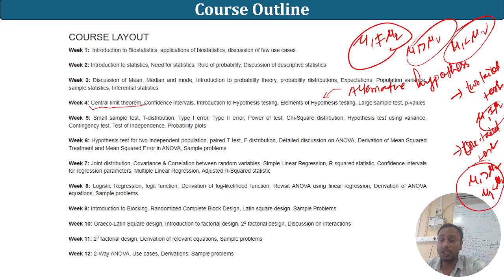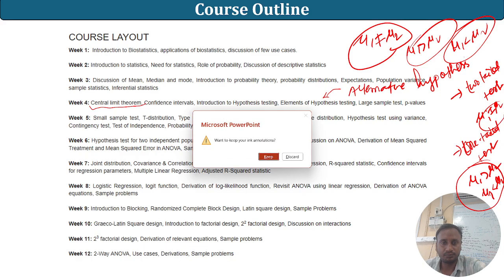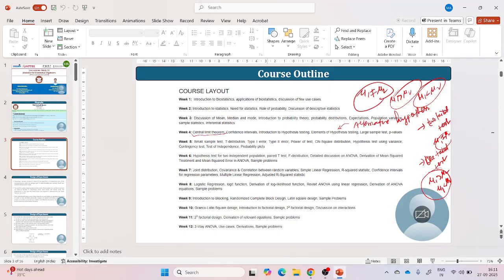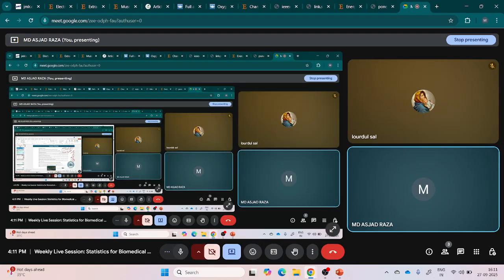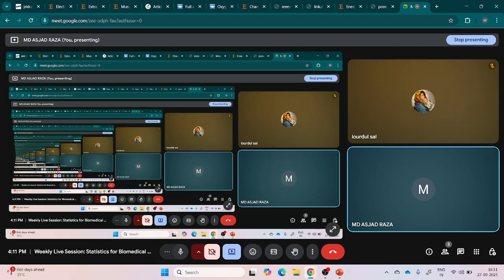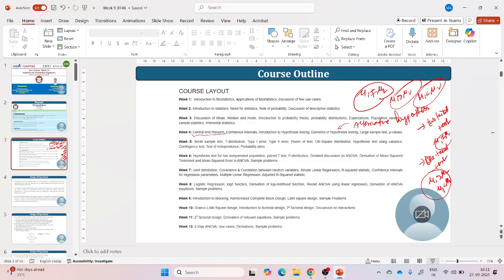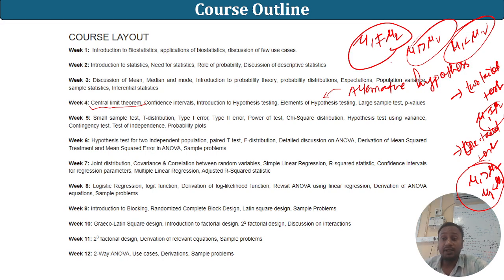Then we came across the t test. The t test is used when the number of samples is reduced to less than 30.